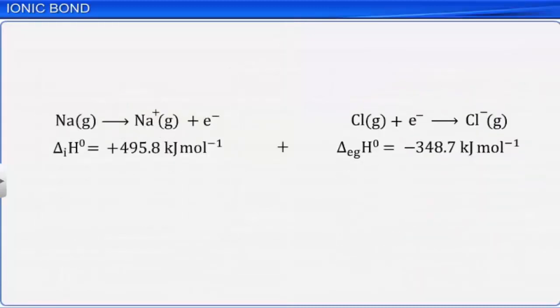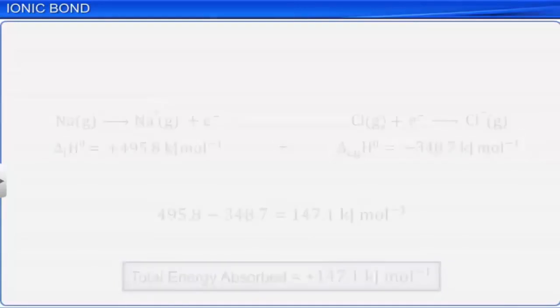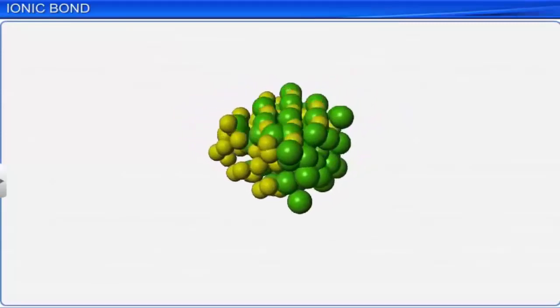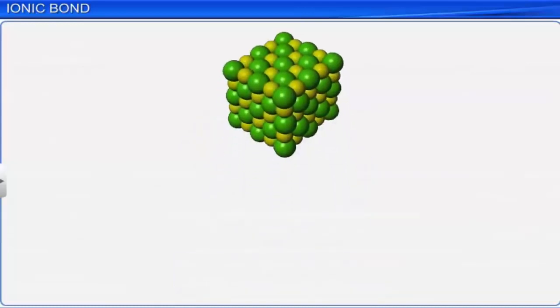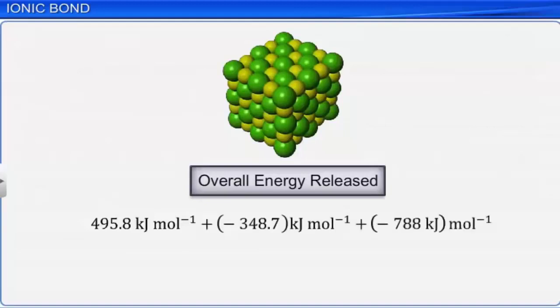The sum of the two, which is 147.1 kJ per mole, is positive. But this is compensated by the energy released during the formation of the crystal lattice of sodium chloride, which is minus 788 kJ per mole. The overall energy released is the sum of 495.8 minus 348.7 and minus 788, which results in minus 640.9 kilojoules per mole.